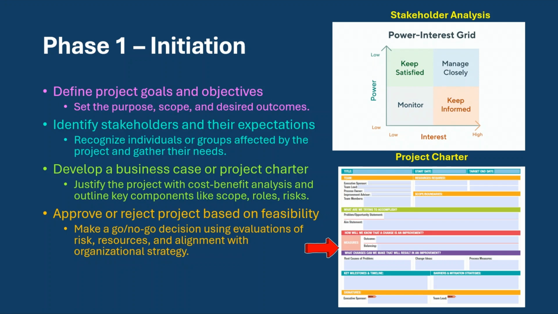Project Charter is a formal document that authorizes the project. It outlines critical information such as the project's objectives, scope, team roles, timeline, required resources, and success criteria. It serves as a reference throughout the project and ensures alignment among all stakeholders from the start.